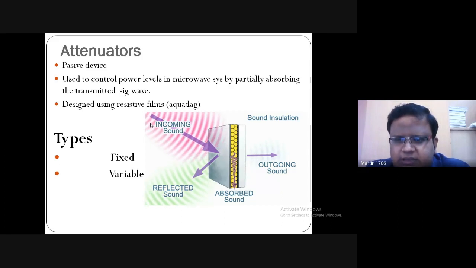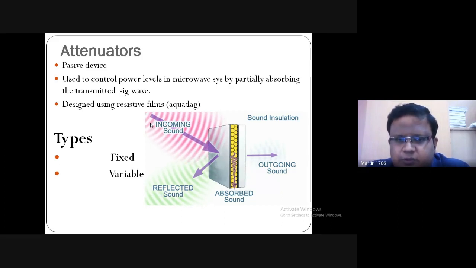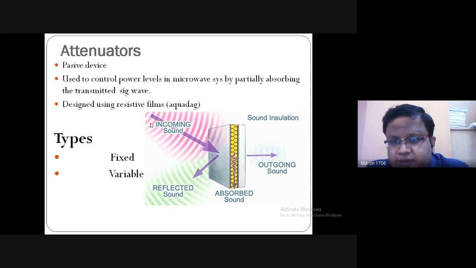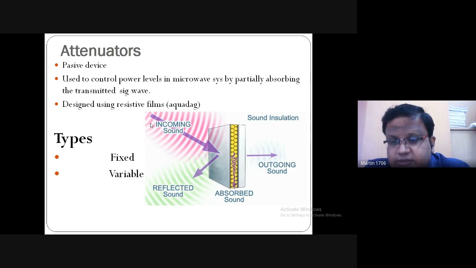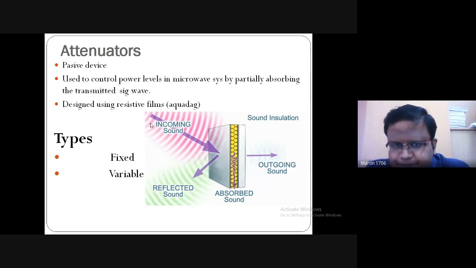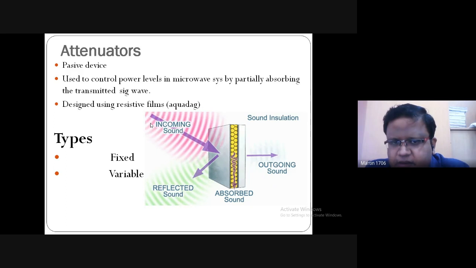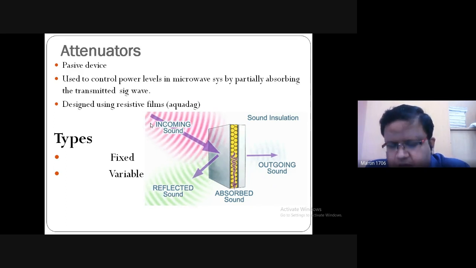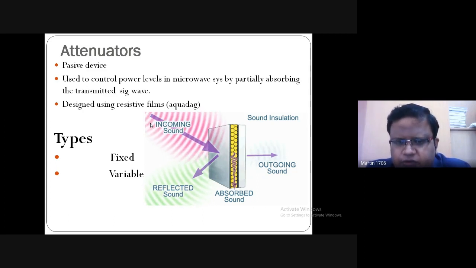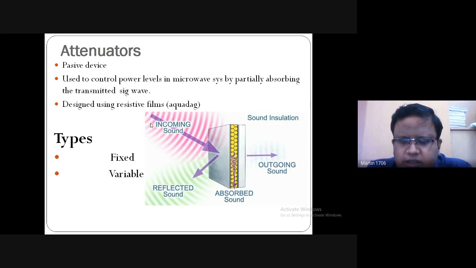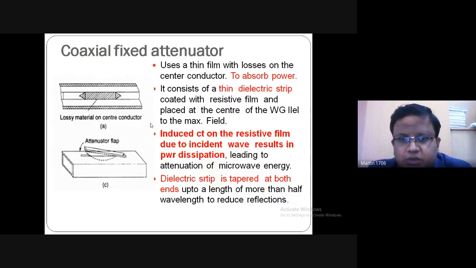In this third point, it is designed using resistive film. The resistive film is for the absorber, used to absorb the power without any dissipation. There are two types of attenuators: fixed attenuator and variable attenuator. What is the fixed attenuator? In the fixed attenuator, we can position the attenuator in one particular direction alone.